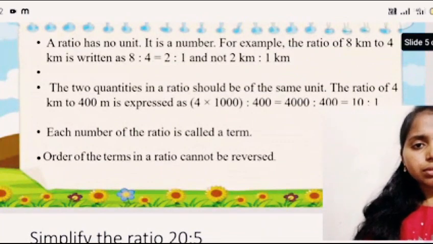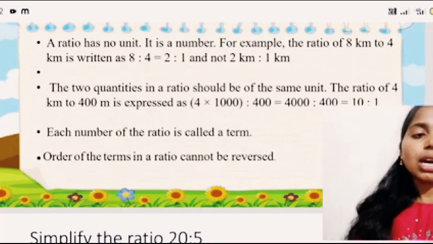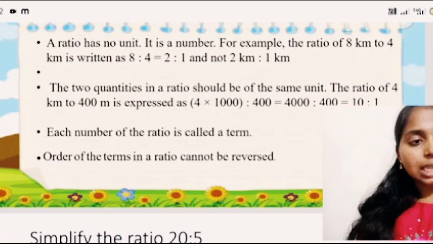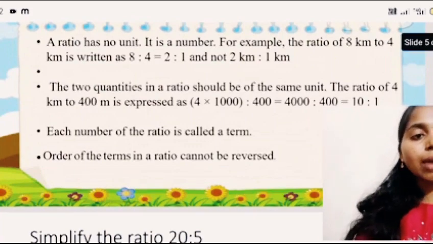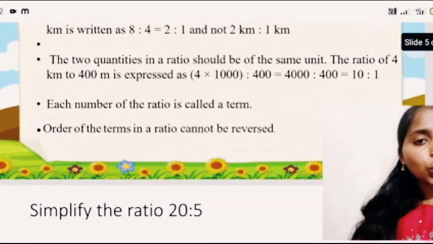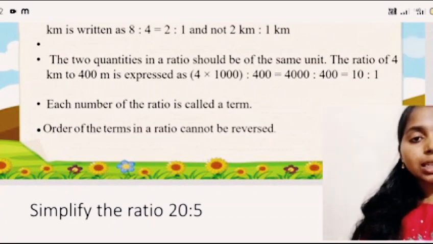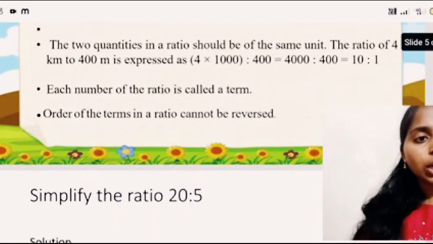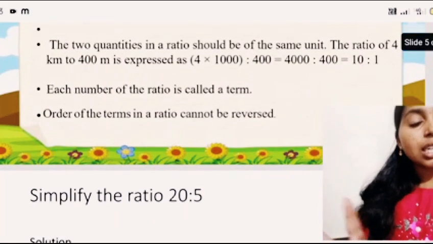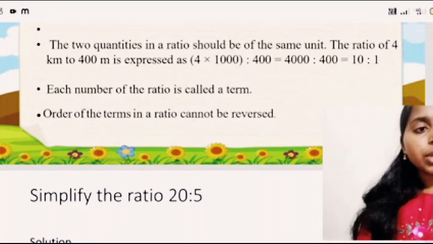Second one, the two quantities in a ratio should be of the same unit. We already learned that when we compare two quantities in a ratio, they must be in the same unit. For example, the ratio of 4 km to 400 meter. Here, the first quantity is in the unit kilometer and the second quantity is in the unit meter. So there are different units, right? So we can change the different unit into the same unit. So we can change kilometer into meter.